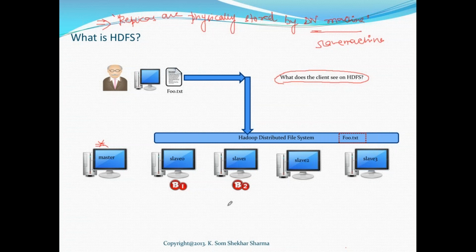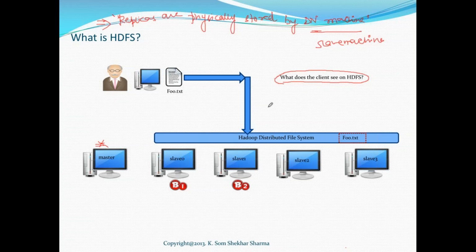Since it is broken into blocks, will he see blocks or will he see a file? To answer this question, you can take the example of Google Drive. Google Drive is a classical example of a distributed file system. When you put any file onto Google Drive, it gets broken, replicated, and distributed across machines. But what do you see on Google Drive? You see your single file, not the blocks. Similarly, when you put your file onto HDFS, you will not see any blocks. You will see your single file, whatever file you have kept.